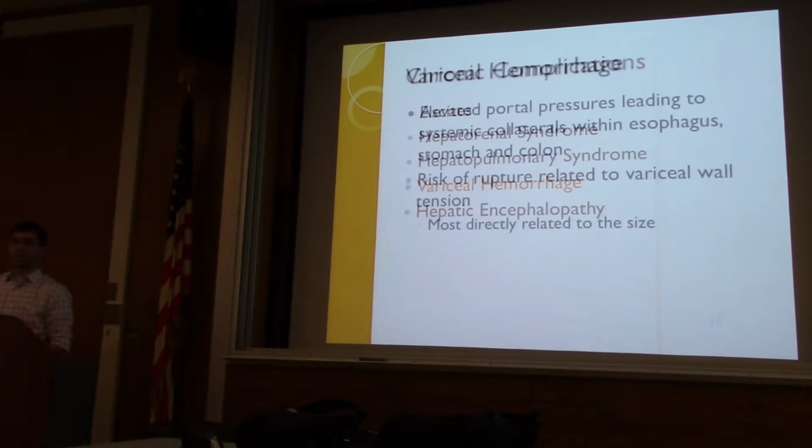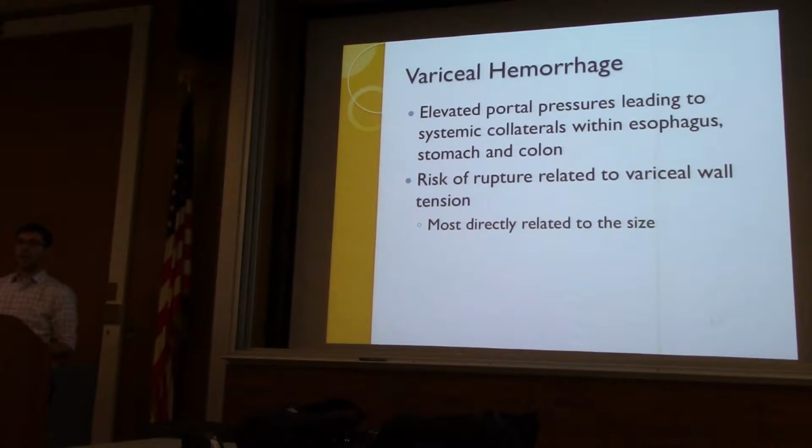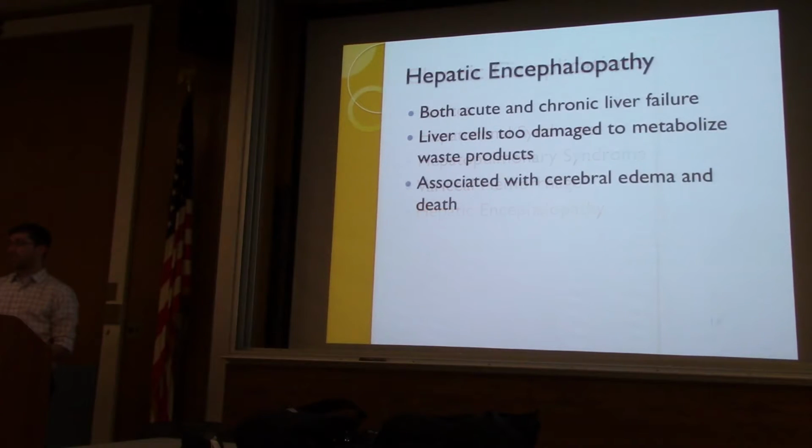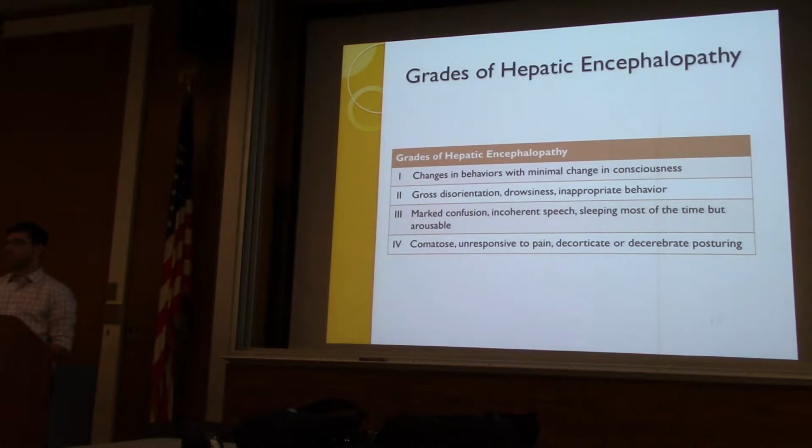And then another chronic complication, variceal hemorrhage. We all know about this: dilated vessels, they bleed. We'll talk about that later. And then hepatic encephalopathy. It can happen in both acute and chronic liver failure. The liver is too damaged to clear toxins, and that eventually will lead to edema and seizures and death.